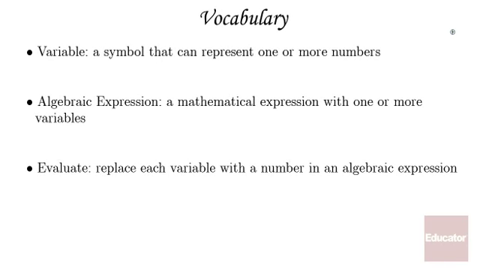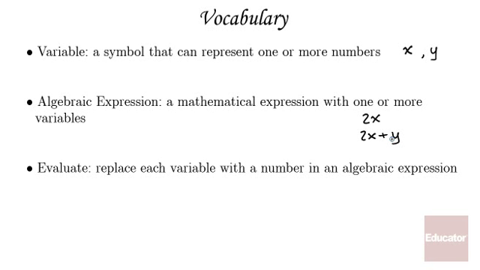Let's look at the vocabulary. A variable is a symbol that can represent one or more numbers. For example, often in algebra, people use variables such as x or y. An algebraic expression is a mathematical expression with one or more variables. And notice that this is an algebraic expression, not equation, so there is no equal sign. So it could be something like 2x with one variable, or more than one variable, 2x plus y. These are examples of algebraic expressions.